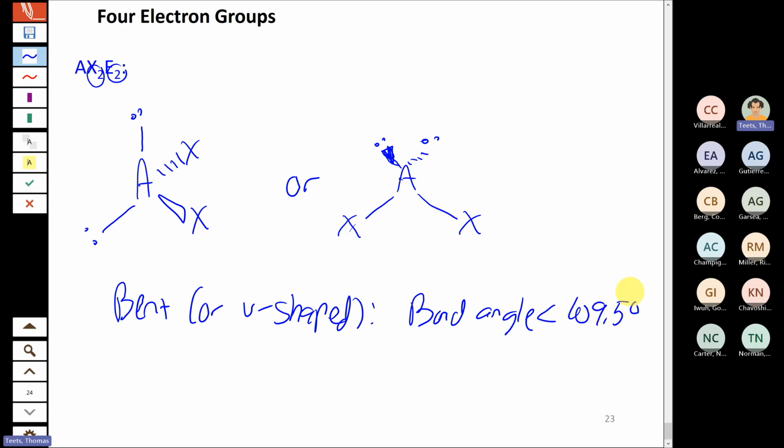So water is an example of AX2E2. Water has a bond angle of about 105 degrees, if I remember correctly. So it's even a little bit smaller because now there's 2 lone pairs pushing down, but it's smaller than 109.5. So 2 different bent geometries that we saw, AX2E and AX2E2. AX2E is close to 120 degrees. This one's going to be a little bit smaller, closer to 109.5, but both have the same name, bent or V-shaped. All right, we'll get through 5 and 6 electron groups next time and move on to some things that we can predict once we know the geometry.